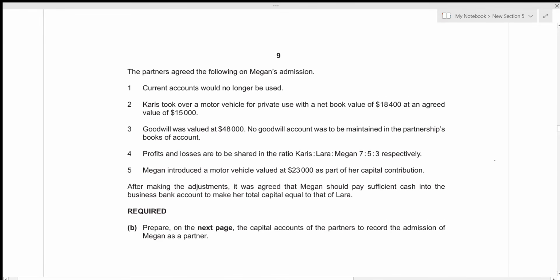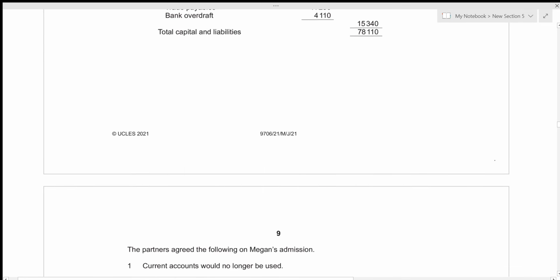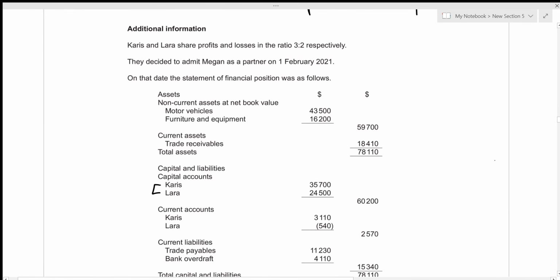The first one is that current accounts would no longer be used. So whatever current account balances there were, we need to add them to the capital balances. So we can see the current account balances right here for Karius and Lara. And we can see that one is a positive amount and another is a negative amount, which means that this amount will be added to the capital balances, whereas this amount will be subtracted from the capital balances because the partnership owes 3,110 to Karius, whereas Lara owes 540 to the partnership.